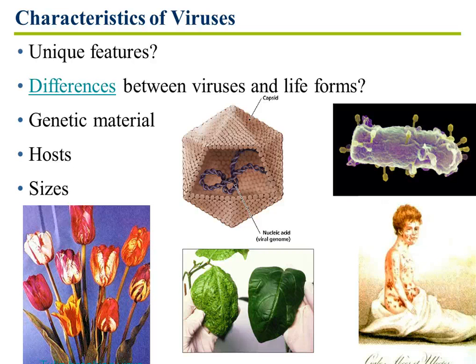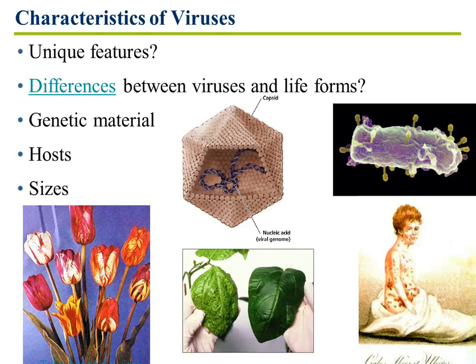The view here of the tulips on the bottom left, these are tulips that are infected by a viroid. Viroids, we'll talk about at the end. They are actually subviral in structure. They're even smaller than viruses. And they are plant infectious agents. And that's what's causing these pretty patterns on the leaves of the tulips.